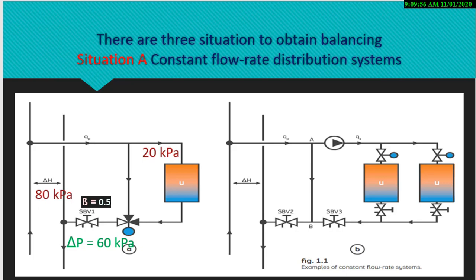That means this static balancing valve is essential in this position of the circuit, otherwise the circuit will be unbalanced and the flow will go to the bypass line here, and there will be underflow here and the system will be unbalanced. I mean, the terminal will be underflow of water here and the system will be unbalanced.